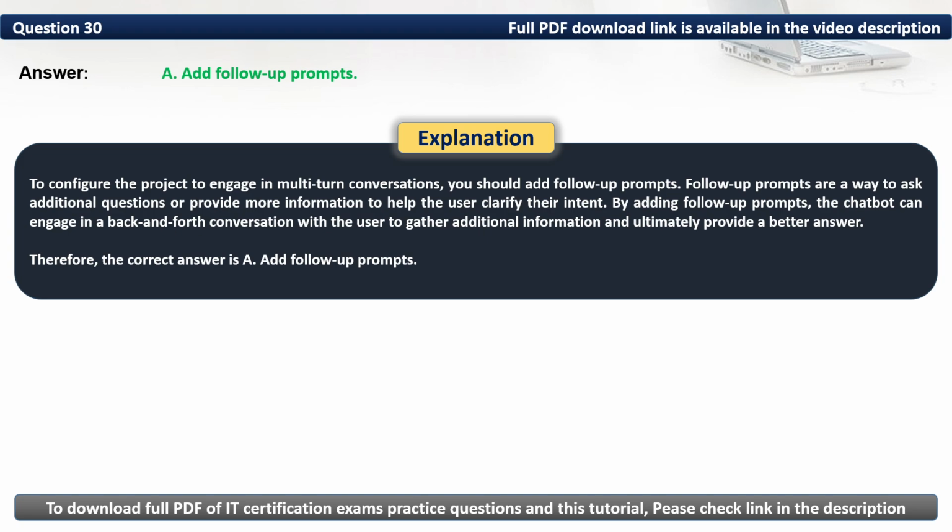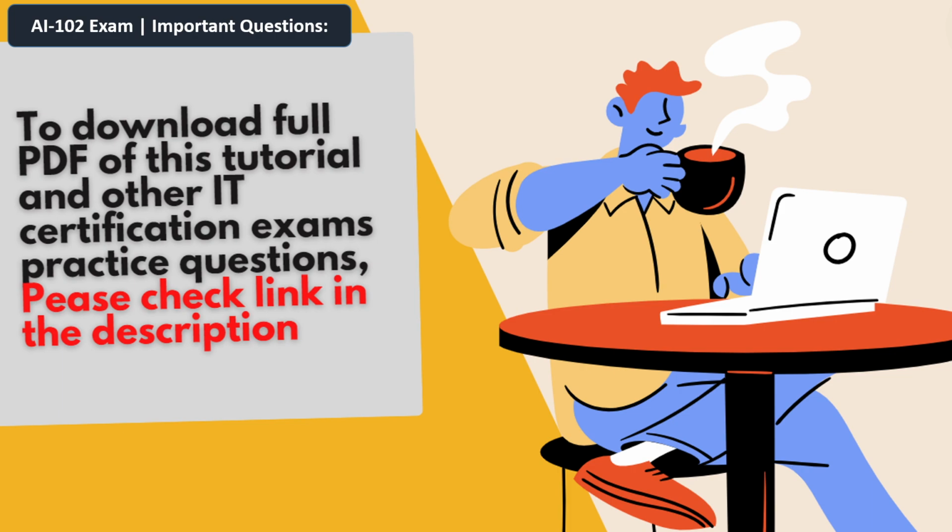To configure the project to engage in multi-turn conversations, you should add follow-up prompts. Follow-up prompts are a way to ask additional questions or provide more information to help the user clarify their intent. By adding follow-up prompts, the chatbot can engage in a back and forth conversation with the user to gather additional information and ultimately provide a better answer. Therefore, the correct answer is A. Add follow-up prompts. These were all the questions for this video.